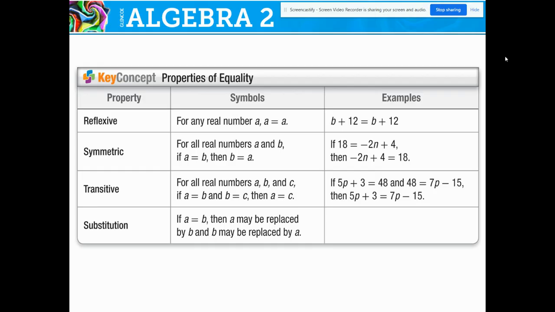Substitution. If A equals B, then A may be replaced by B, and B may be replaced by A. So if the quantity 6 plus 1 times x equals 21, then 7x equals 21, because 7 is equivalent to 6 plus 1.